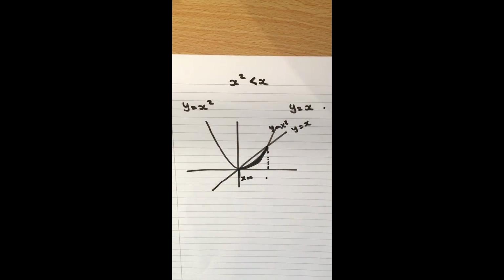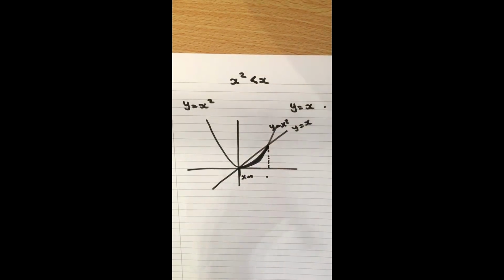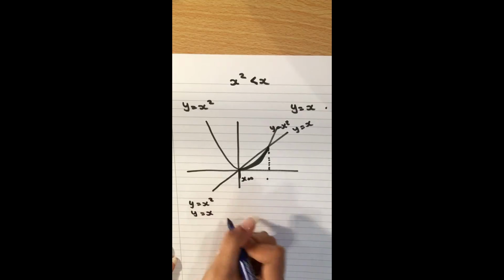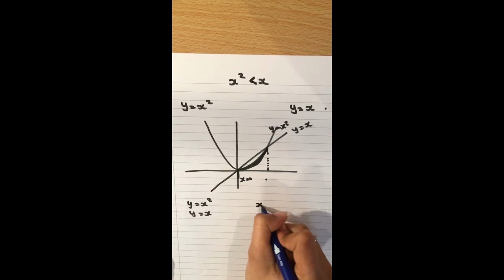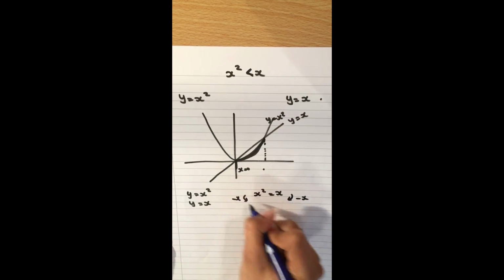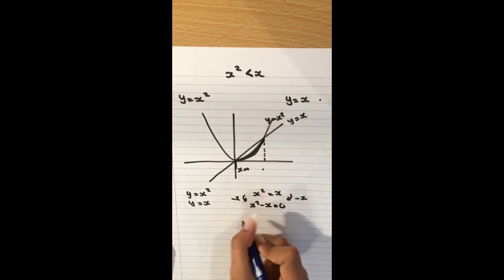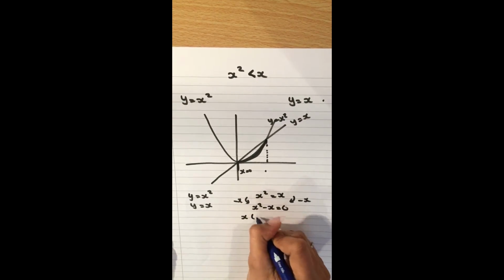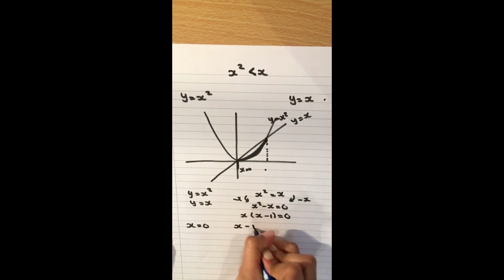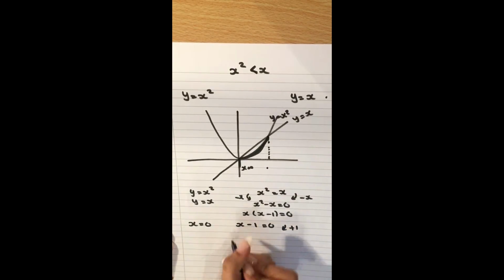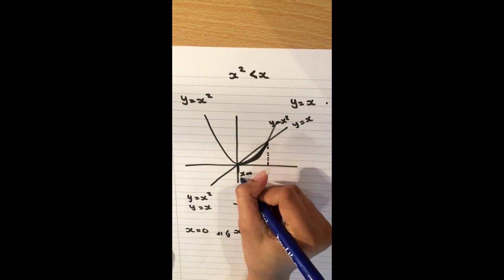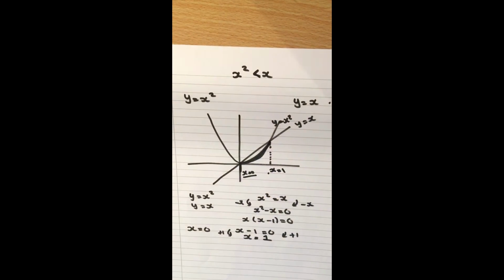So we know that this is the intersection of both of the graphs. So using simultaneous equations, we have y equals x squared, y equals x. If we make them equal to each other, so x squared equals x, and minus x off both sides, and bring x out. Here we can see that either x equals 0 or x minus 1 equals 0. Therefore, if you plus 1 on both sides, x equals 1. So we already know our x equals 0 point here, x equals 1.